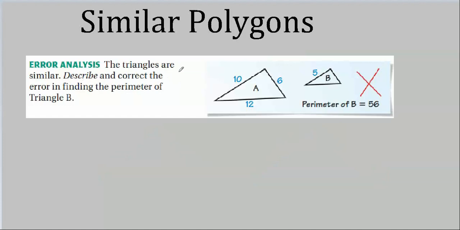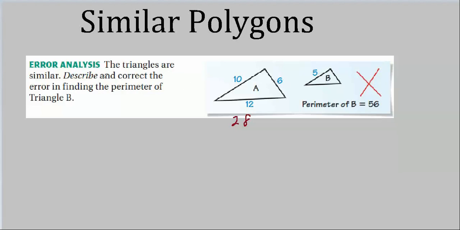Now there's another one of those error analysis problems. Somebody came up with a perimeter of 56 for B. Well, what's the perimeter for A? Well, we get 10 and 6 is 16, and 12 is 28. Okay. Well, what's the scale factor here?